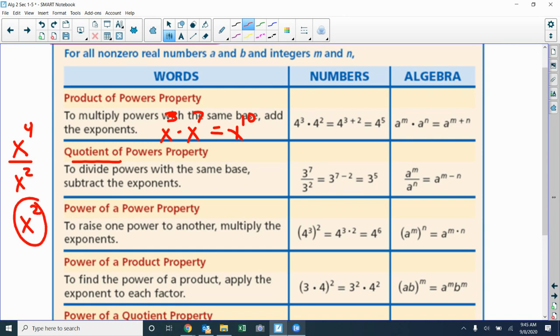The other option is I could bring this up and write this as x to the 4th minus 2, because then that just comes up minus 2, and that gives you the same answer, x squared. So those are okay either way, all right?